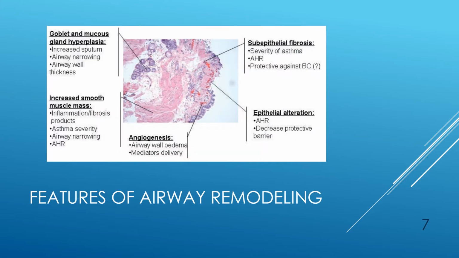So I just wanted to show you some more features of airway remodeling. For example, goblet cells and mucous gland hyperplasia, which means that these cells become bigger. As they become bigger, they hold more sputum. And when you have more sputum in your airway, this actually results in airway narrowing. You also have an increased smooth muscle mass.